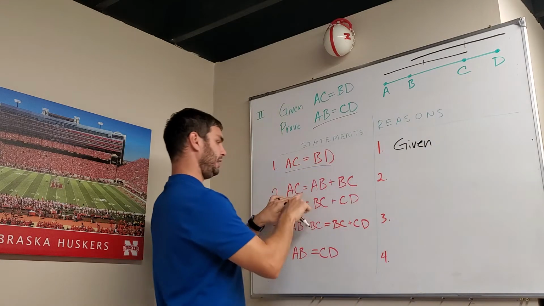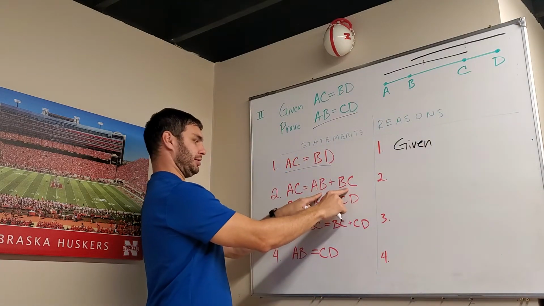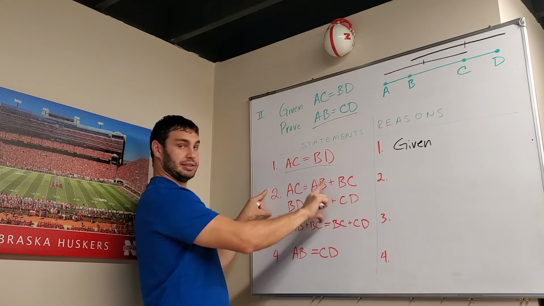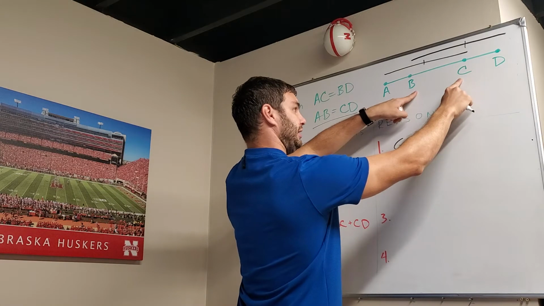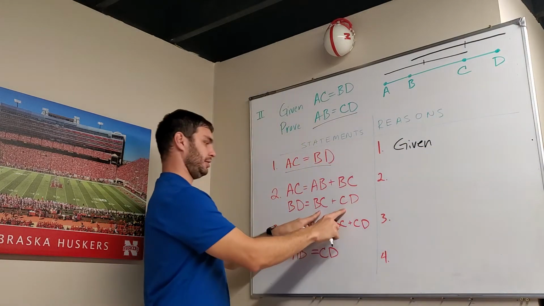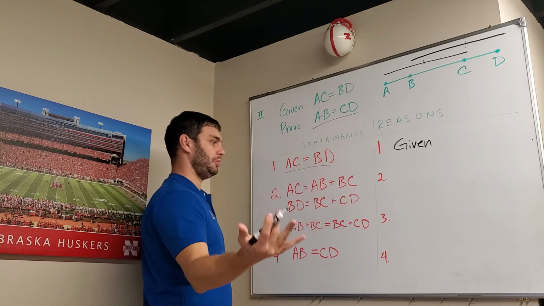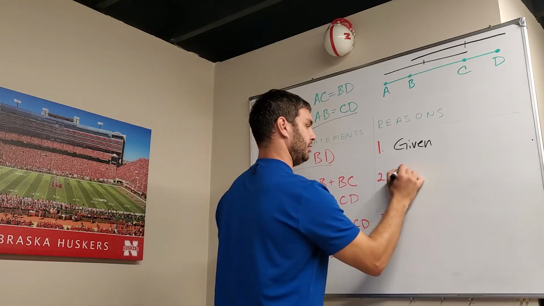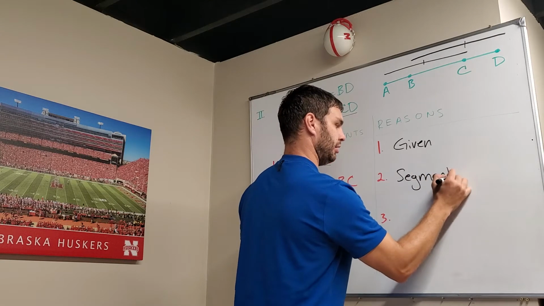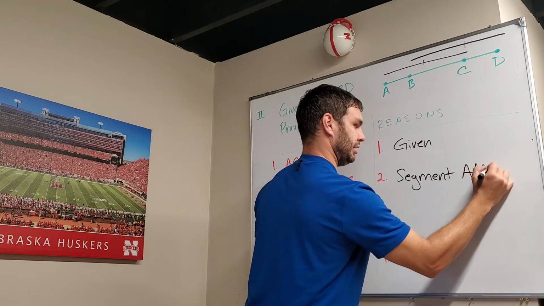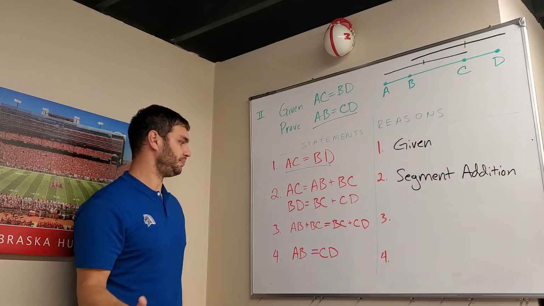First thing that they do is they say AC equals AB plus BC. So it's made up of these two parts. All right, also included in this number 2 is that BD equals BC plus CD. Okay, so because those two smaller parts are added together to get the whole, remember that's called segment addition. So the reason, we can say segment addition.